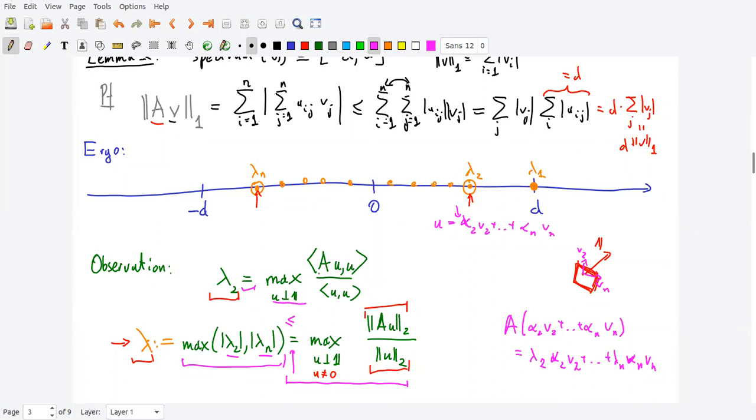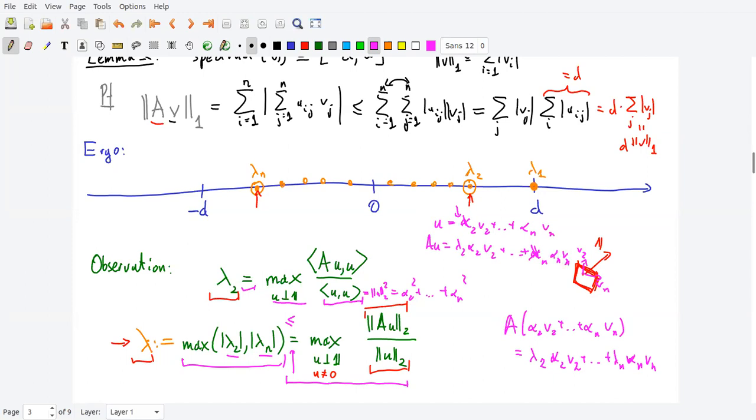So what is u? What is the scalar product of u with u, which is the same as the second norm squared here? Well, this is alpha 2 squared plus and so on plus alpha n squared. This is just Pythagoras' theorem essentially, but written in scalar product form. And now what happens if I take Au and multiply it by u? Au is the same as lambda 2 alpha 2 v2 and so on plus lambda n alpha n vn.